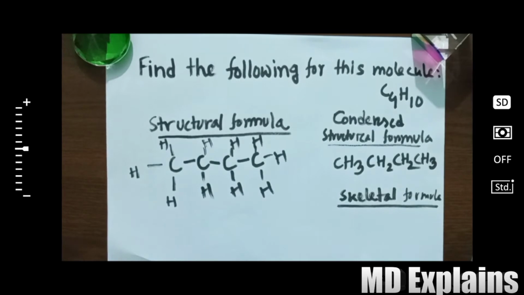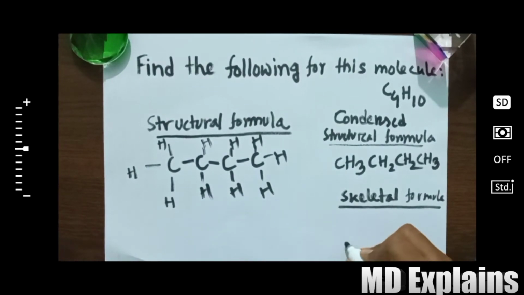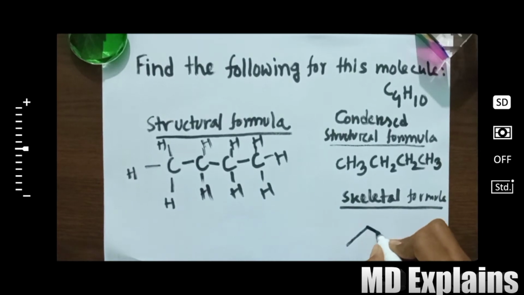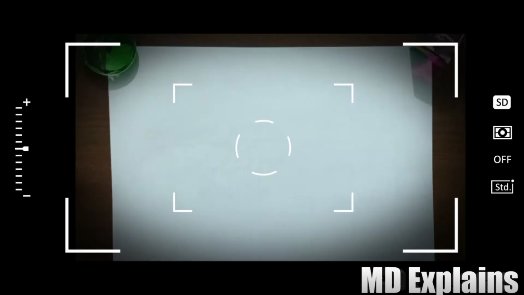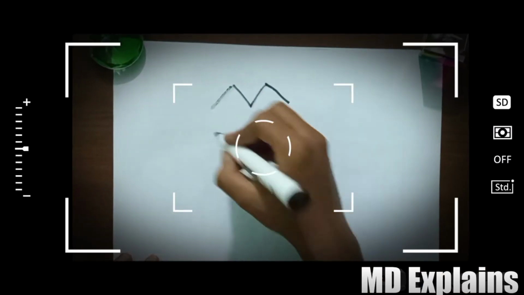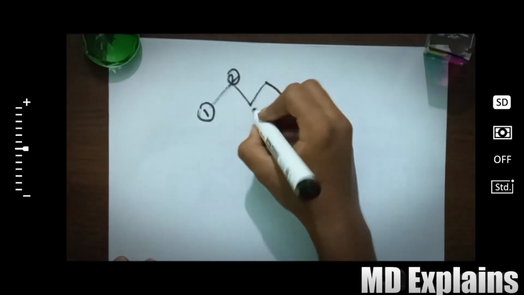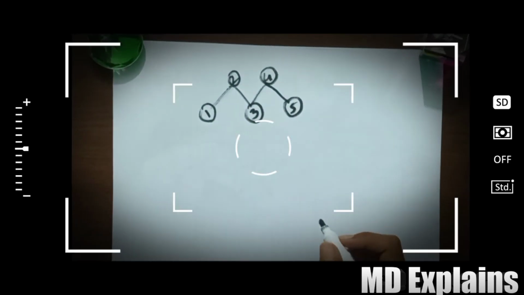Now for the skeletal formula, since there are 4 carbons, we need 4 points. There is a trick to drawing this right each time. If you count 1, 2, 3, 4, we actually drew too many carbons. We drew 1, 2, 3, 4, 5, but we just wanted 4.